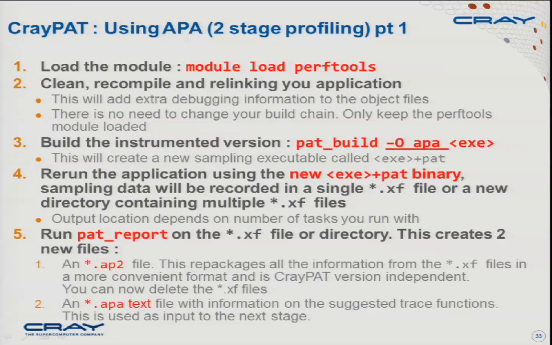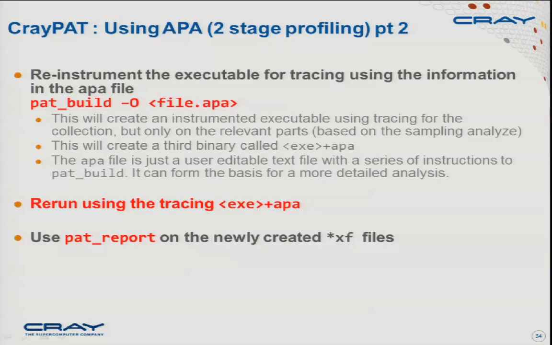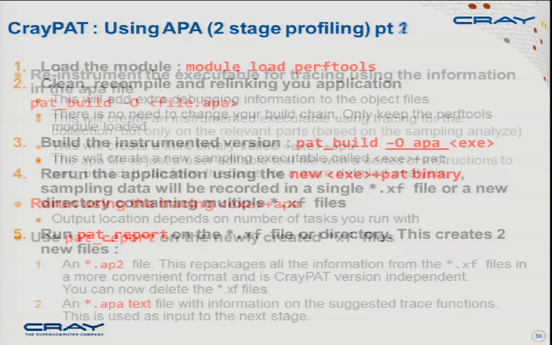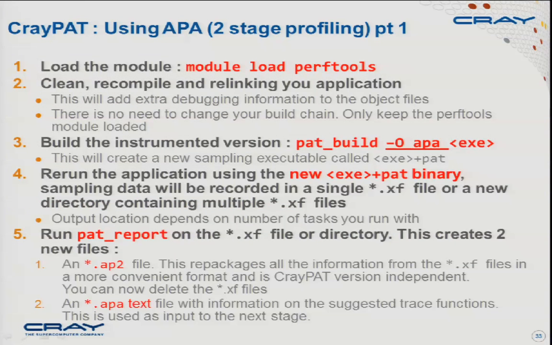Then you use pat report on this file here. If you do pat report on this file, you will create two files: an AP2 file, which we will see, and an APA text file. We will see then what is inside this APA text file. In the first iteration, you are telling the system to do instrumentation. In principle, it's not sampling, it's not tracing. I want to understand which functions I want to do with tracing and which functions I want to do with sampling.